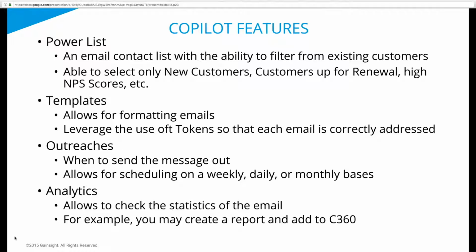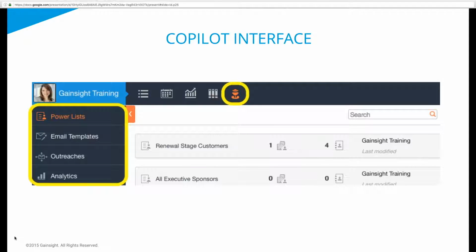This is where you'll be able to check the different statistics of each email, and you'll also be able to create a report that you could add to the C360 that makes it easier to track. As for what the Copilot interface looks like, once you're under the Cockpit tab, you'll see a little pilot-looking icon. This right here is the Copilot interface. And on the left side, you'll see all 4 of the different categories that we were just talking about, in the order that they were, which, like I said, we'll cover more in depth shortly.